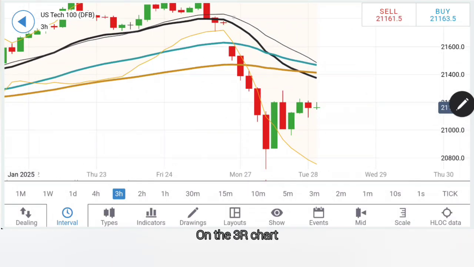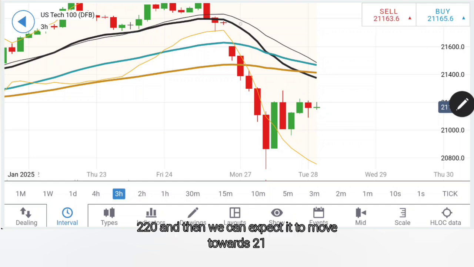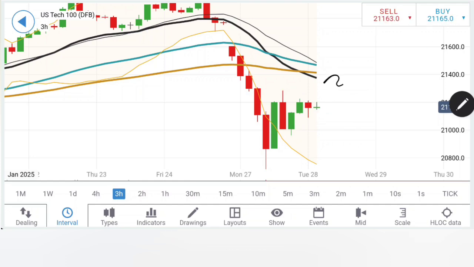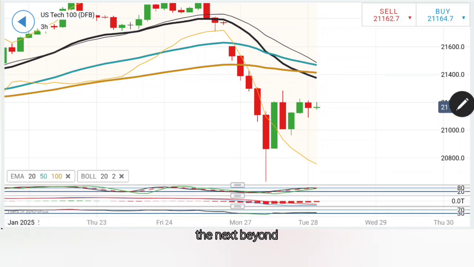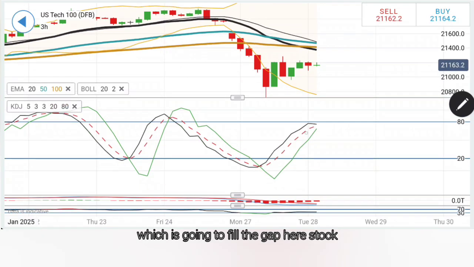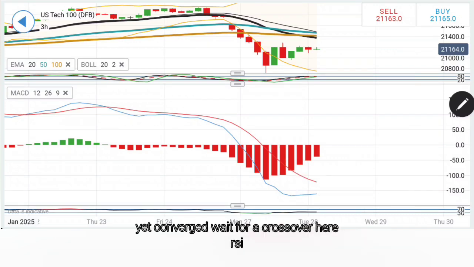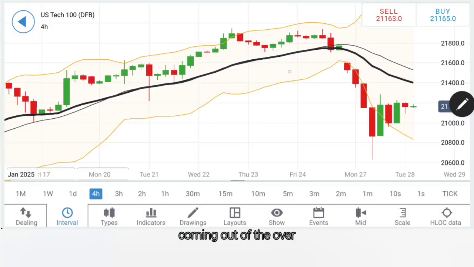On the 3 hour chart, similar observation here. Higher lows are seen, lower highs are seen. Wait for it to trade beyond 21,200, 220, and then we can expect it to move towards 21,280, 21,350, 400, and then 21,500 the next. Beyond that, the chances will be very high that there will be a move which is going to fill the gap here. Stochastic rising, MACD is bearish here, it is not yet converged. Wait for a crossover here. RSI coming out of the oversold zone.